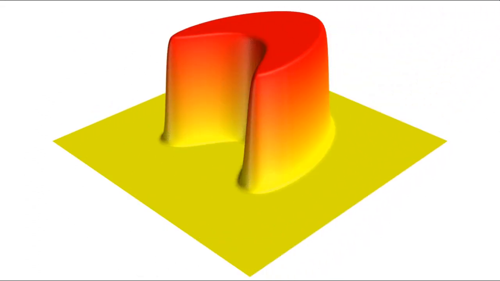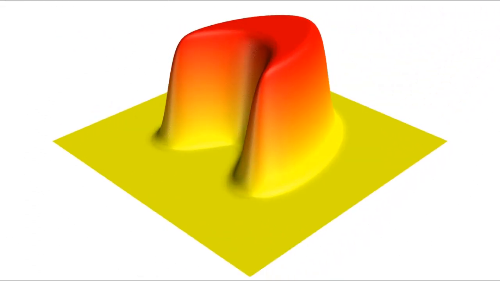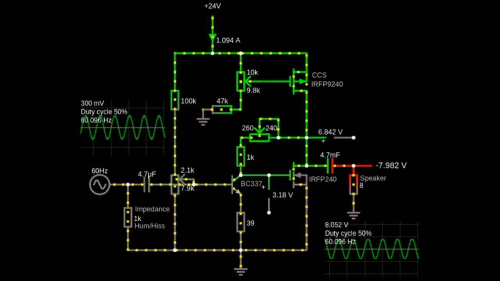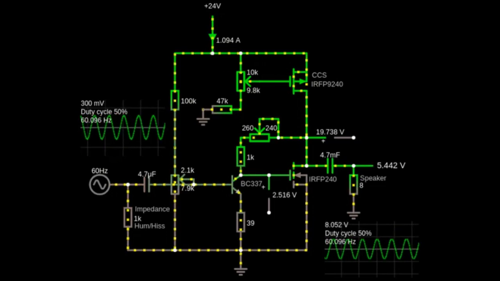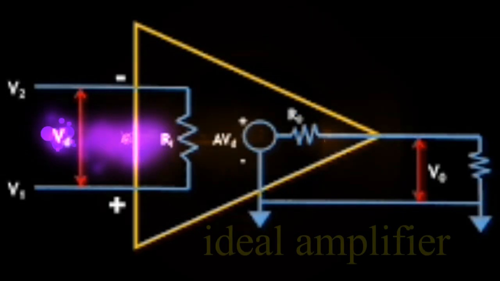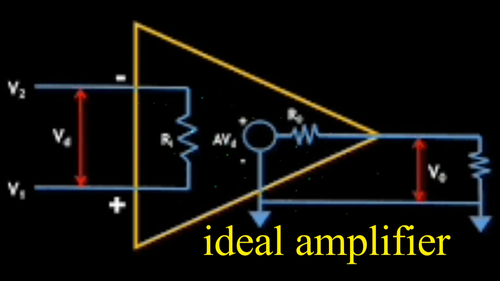However, in reality this can never happen because some power is lost as heat and the amplifier itself consumes energy during the amplification process. Then the efficiency of an amplifier is given as follows. Ideal amplifier.